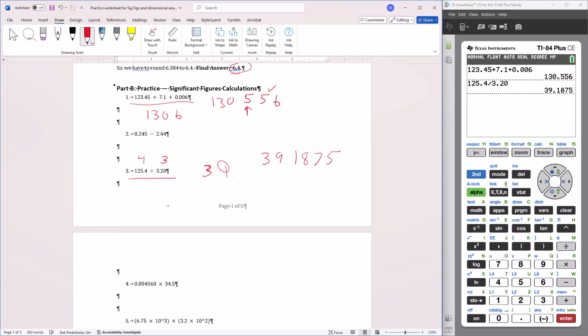39.1875. Once again, we went to three significant digits. These are the three significant digits. This will tell me how to round. Since it's 5 or higher, I need to round up. That will be 39.2. Okay, so that's pretty much how you can do a multiplication or division problem, and an addition or subtraction problem.